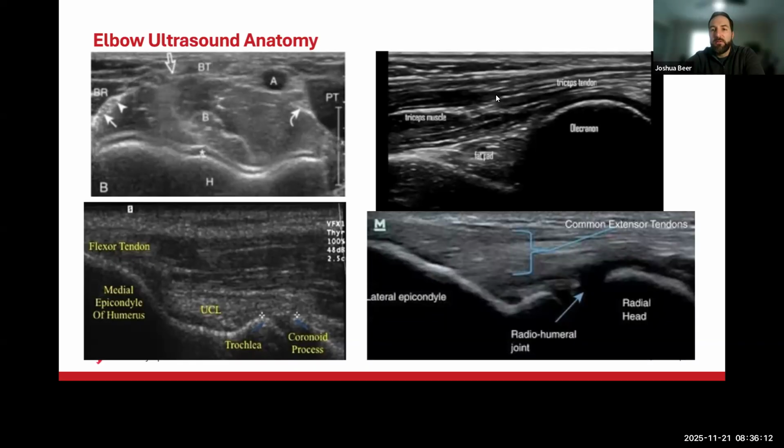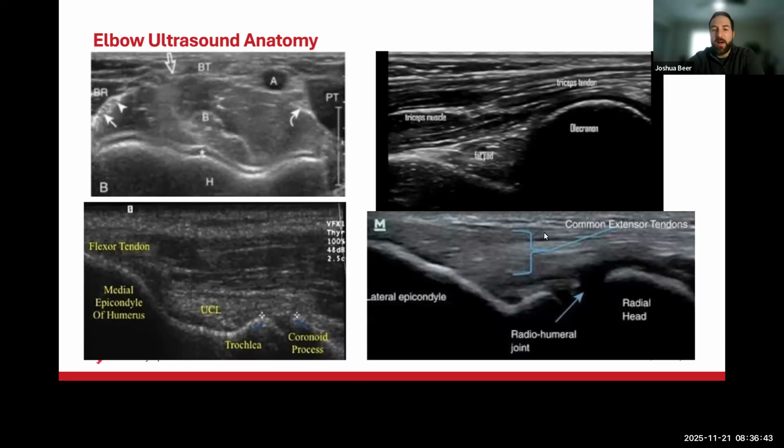From a posterior view, you can see the triceps and olecranon. If you do have olecranon bursitis, you'll see it collect right here. From the medial viewpoint, you can see the medial epicondyle. You see your UCL, your flexor tendon, and the joint space. One way to think about this is like a 50-40-10 split. The top 50% is going to be that common flexor tendon. The next 40% is going to be the UCL. And then 10%, the very bottom portion, is going to be the joint space.